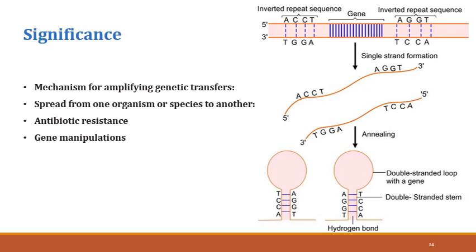Mechanism for amplifying genetic transfer. Transposition is a mechanism for amplifying genetic transfers in nature and has been identified in microorganisms, plants, and animals. Furthermore, because they may be carried between cells on plasmids or viruses, they can also spread from one organism or even species to another. Another significance is antibiotic resistance. Many transposons contain genes for antibiotic resistance. Transposons appear to accomplish in nature gene manipulations similar to the laboratory manipulations that have been called genetic engineering. Transposons are thus a potentially powerful mediator of evolution in organisms.